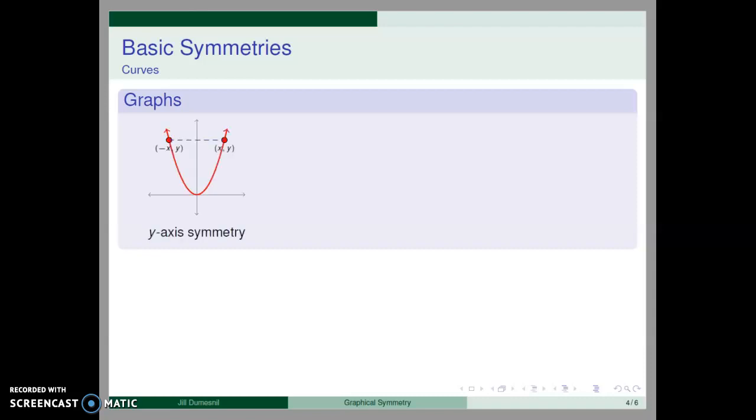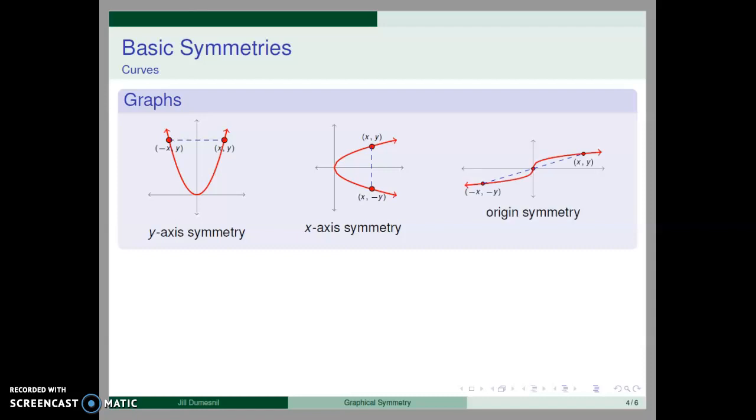A graph is symmetric about the y-axis, provided that for every point (x, y) on the graph, the point (-x, y) is also on the graph. A graph is symmetric about the x-axis, provided that for every point (x, y) on the graph, the point (x, -y) is also on the graph. Notice that a graph with x-axis symmetry cannot be the graph of a function. A graph is symmetric about the origin, provided that for every point (x, y) on the graph, the point (-x, -y) is also on the graph.